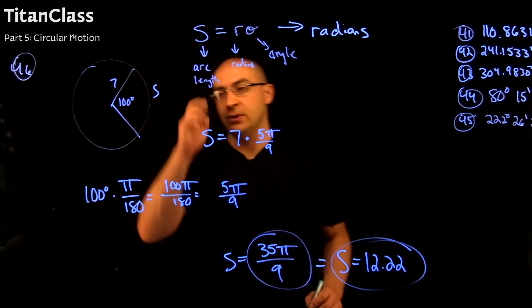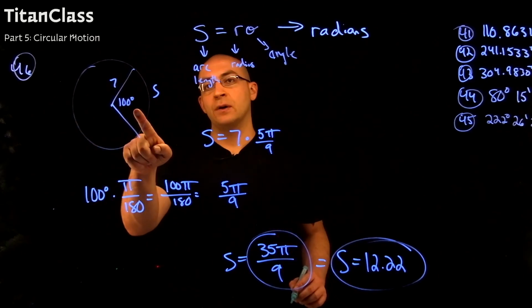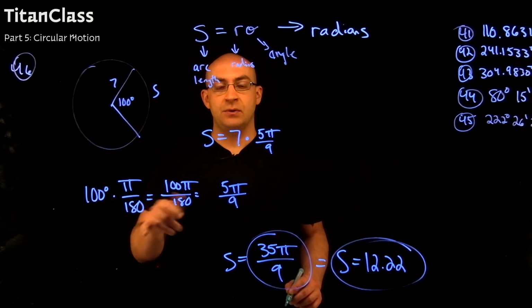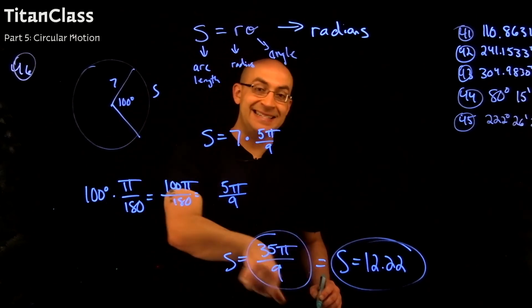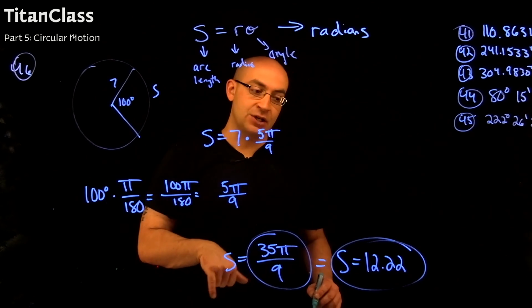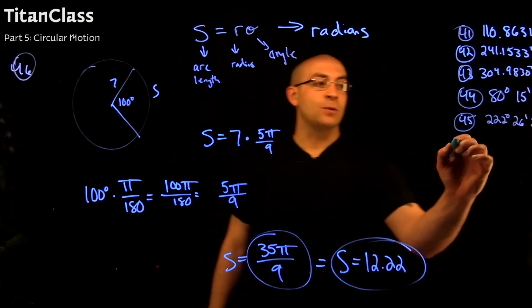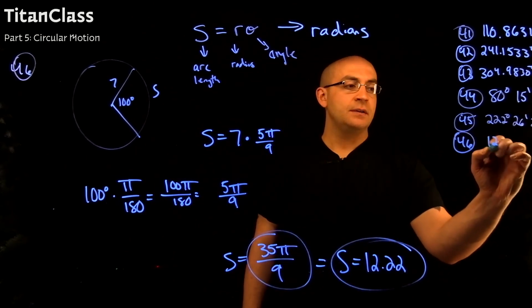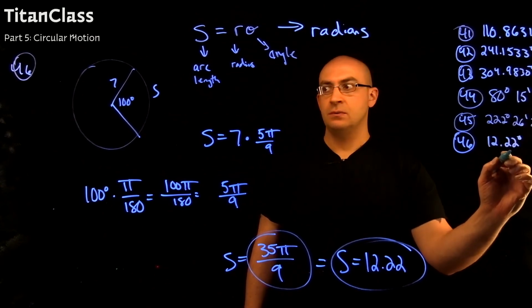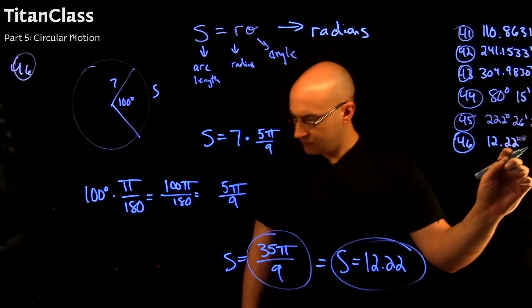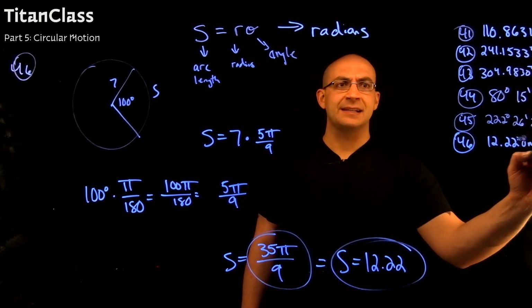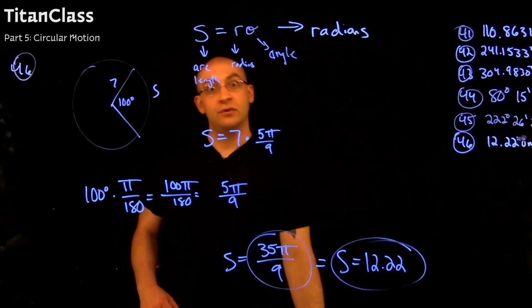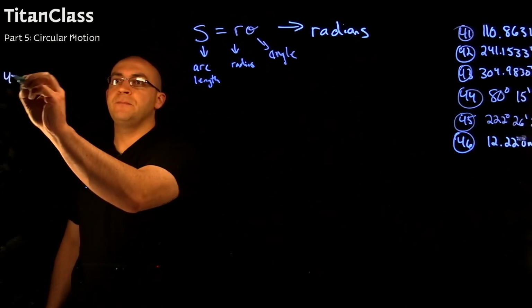So again, what did we do here? Step 1, convert to radians. Step 2, multiply by the radius. And then step 3, get the decimal value of this radian measurement. Bam. So number 46 is 12.22. Ooh, it's not degrees. What was it called? Units. I don't know exactly what it was, but it was units. All right, moving on.